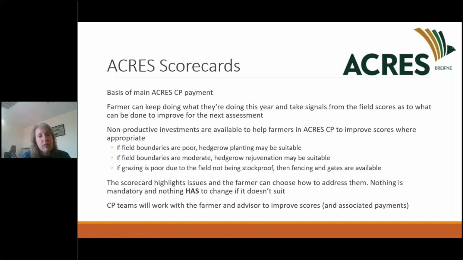Now, the basis of the main ACRES CP payment will come from the scores on the scorecard. So the €7,000 that is available, hopefully a good chunk of that will go to farmers through their scorecard assessments, and for some farmers all of the €7,000 will go through their scorecard assessment, depending on the size of the farm. Farmers can keep doing what they're doing this year and take signals from the field scores as to what can be done to improve for the next assessment. A lot of people are asking at the moment what they can't do and what they should change. There's no need for farmers to change anything. Topping and cutting later might help the field scores, but they don't have to do that.